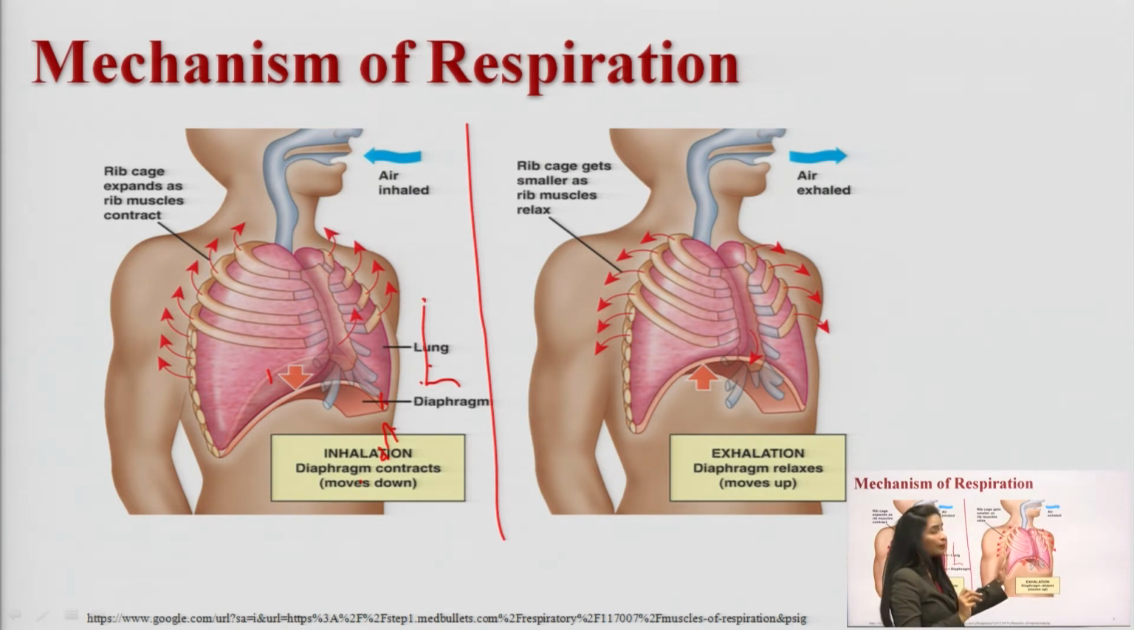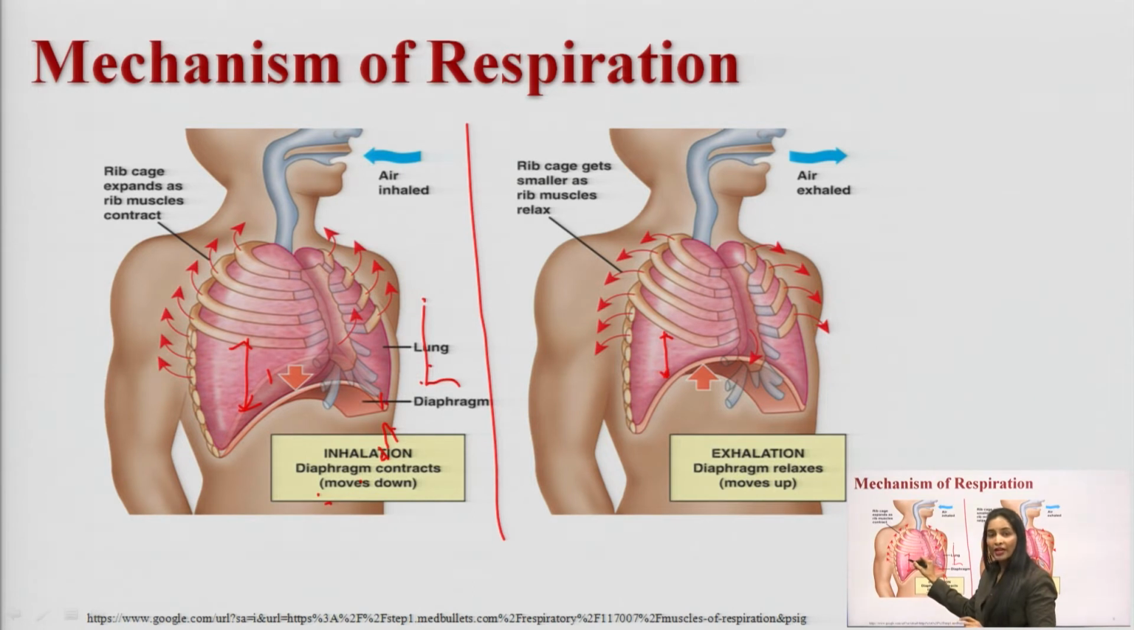Now we will discuss expiration. What is going to happen in expiration? In expiration, the pressure inside the lung increases, the ribs move downward and the diaphragm comes back to the original position. Look at the space here, the space in expiration compared with the space in inspiration.